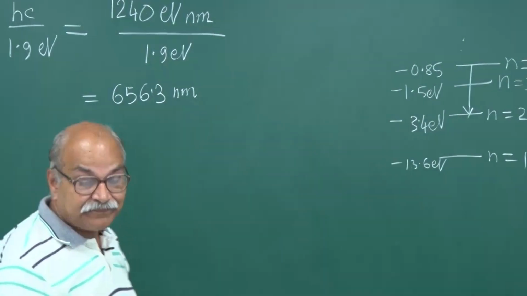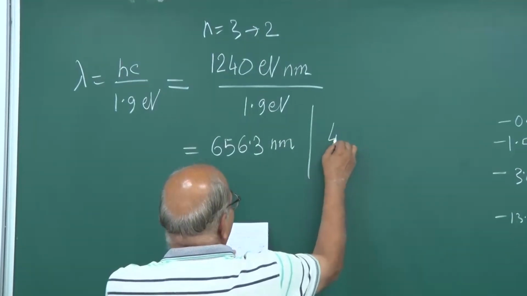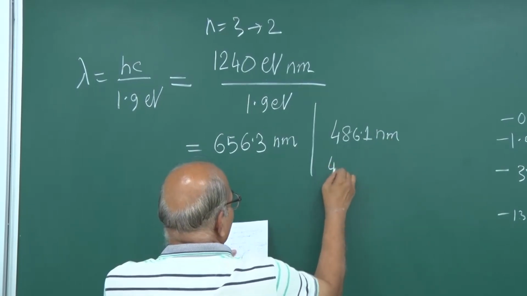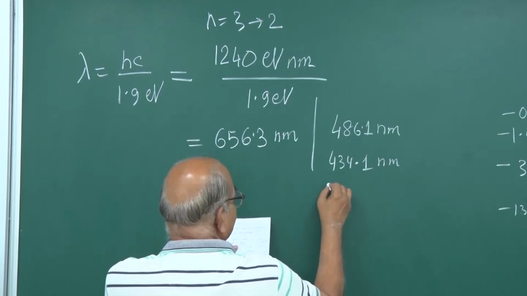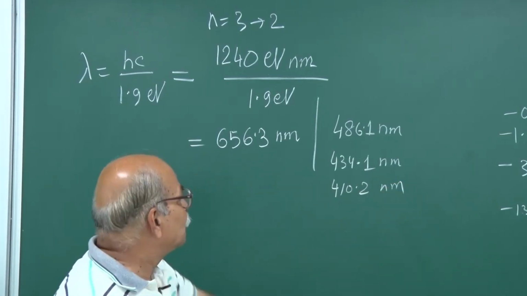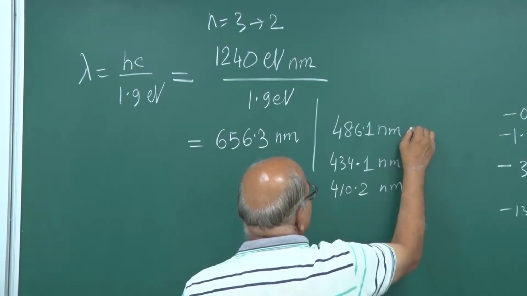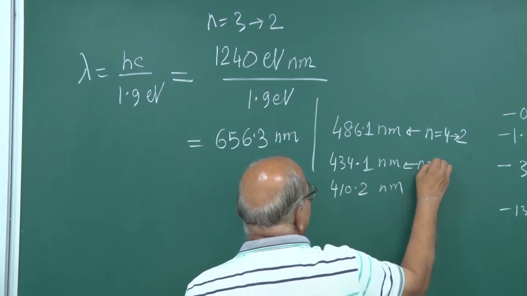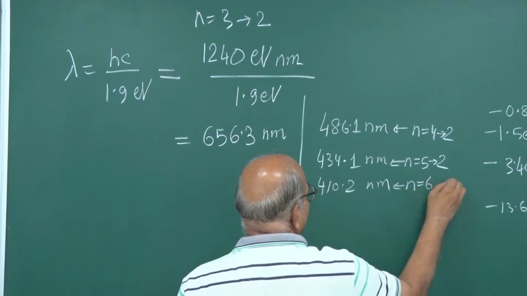Remember that these wavelengths are, this is the first, and the next wavelength is 486.1 nm. Then you have 434.1 nm, and then you have 410.2 nm. So just work out, this was n equal to 3 to 2, this corresponds to n equal to 4 to 2, and this one is n equal to 5 to 2, and this one is n equal to 6 to 2.